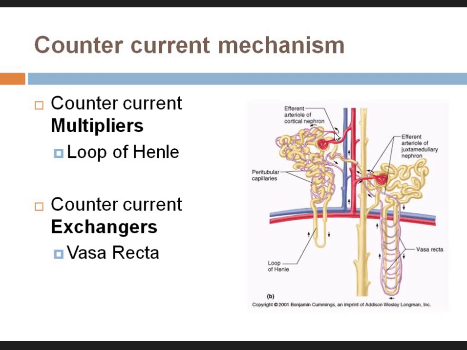I hope you remember what the vasa recta is. We have studied the blood vessels of juxtaglomerular nephrons, and we have seen that they form long loops in the medulla surrounding the tubules, isn't it? They form long loop-like structures. These are the vasa recta. So we will be dealing with exchangers later on. First of all, we'll be studying what countercurrent multipliers are and how they help in multiplying.